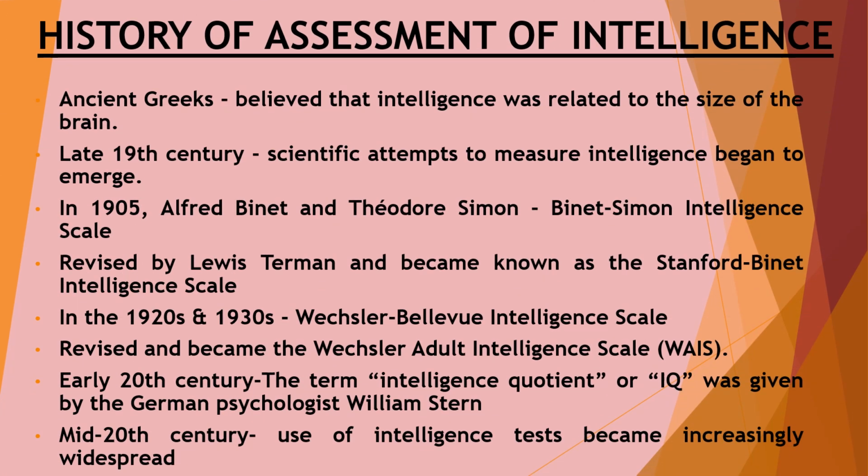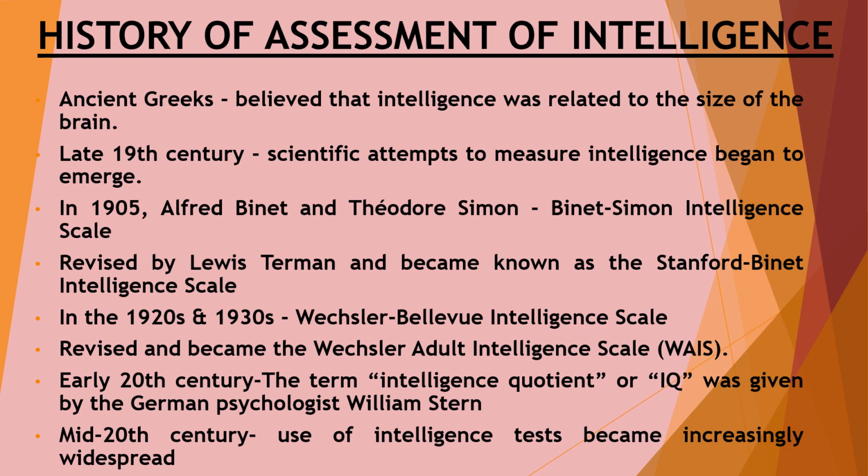The history of assessment of intelligence. The assessment of intelligence has a long history, dating back to the ancient Greeks, who believed that intelligence was related to the size of the brain. It was not until the late 19th century that scientific attempts to measure intelligence began to emerge. In 1905, Alfred Binet and Theodore Simon were commissioned by the French government to develop a test to identify children who were likely to have difficulty in school.